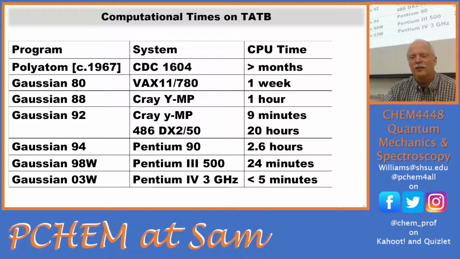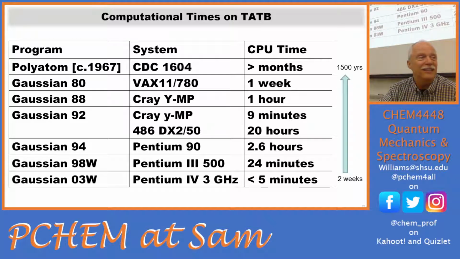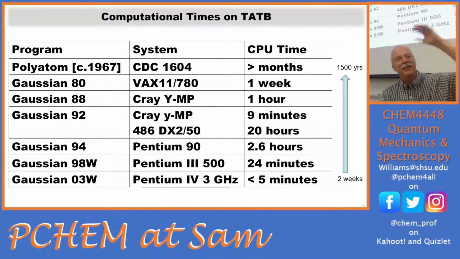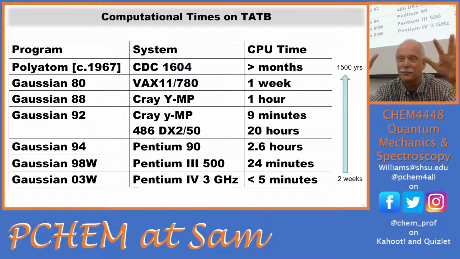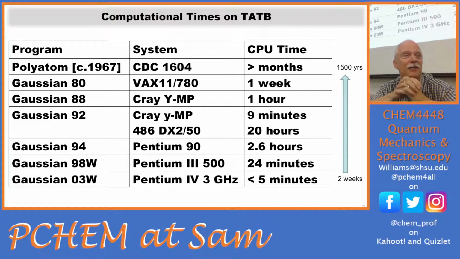But if I also had a grad student on a computer here, the Pentium 4 3 gigahertz machine, who had a calculation take 2 weeks. And so if I look at this time function going back in time, how long would that take the 1967 polyatom program? 1,500 years. That's so weird to me. It's like a Doctor Who thing. You're in 1967 and you want to calculate this molecule and it's impossible. It'll take 1,500 years. Just wait a few decades and you can do it in 2 weeks.